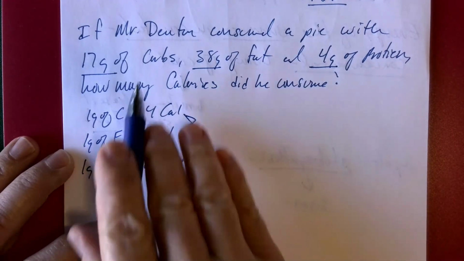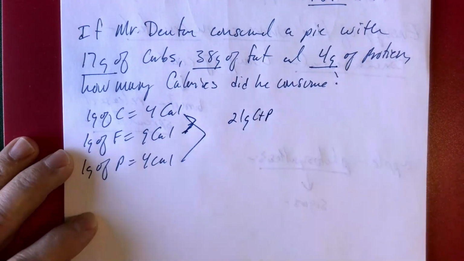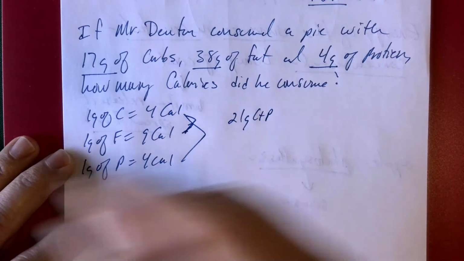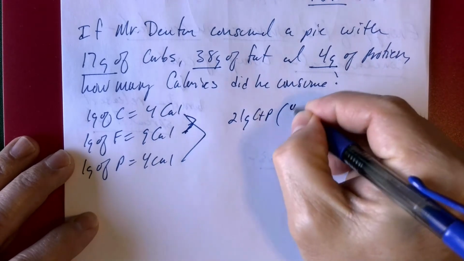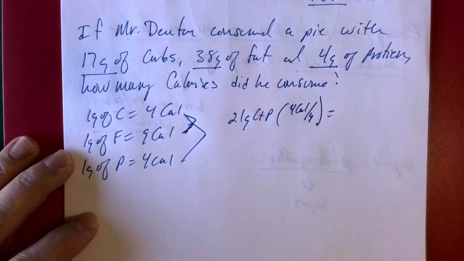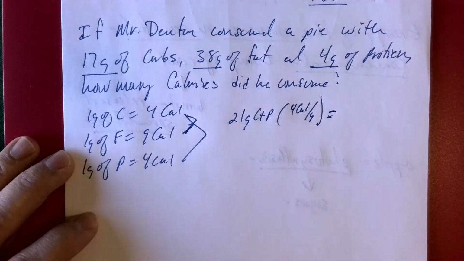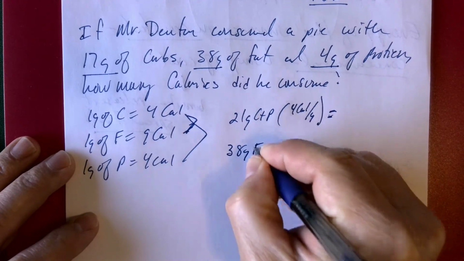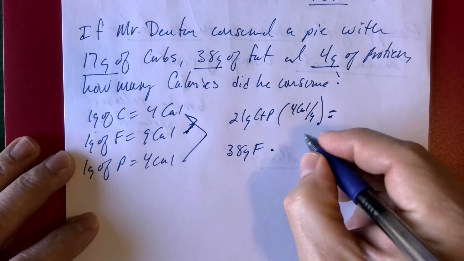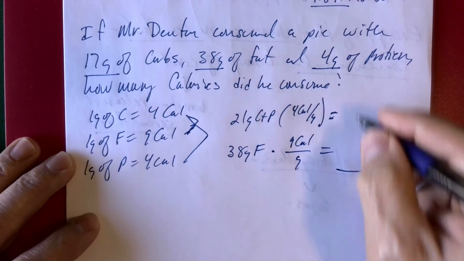So I go carbs and protein. So for this one, I would have had 21 grams of carb plus protein, right? I'm going to times that by what number? I'm going to times that by 4 calories per gram, right? And then wouldn't that give me the number of calories I consume due to my carbs and proteins? And then I'm going to do the same thing. I'm going to go 38 grams of fat. I'm going to times that by 9 calories per gram. And I'm going to get that. And then what am I going to do with those two values?